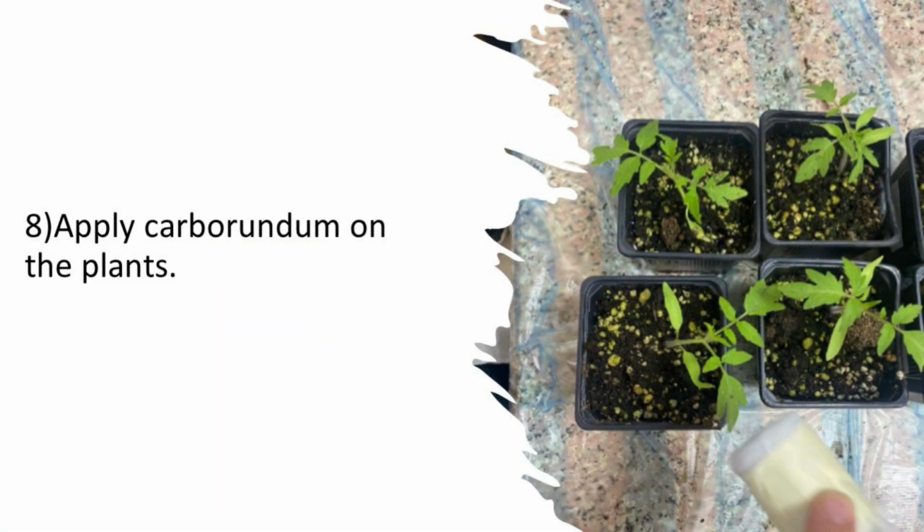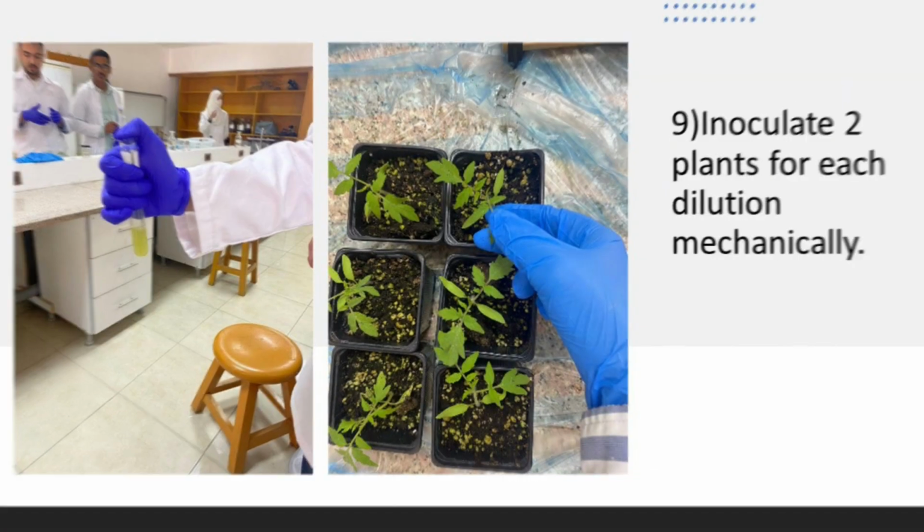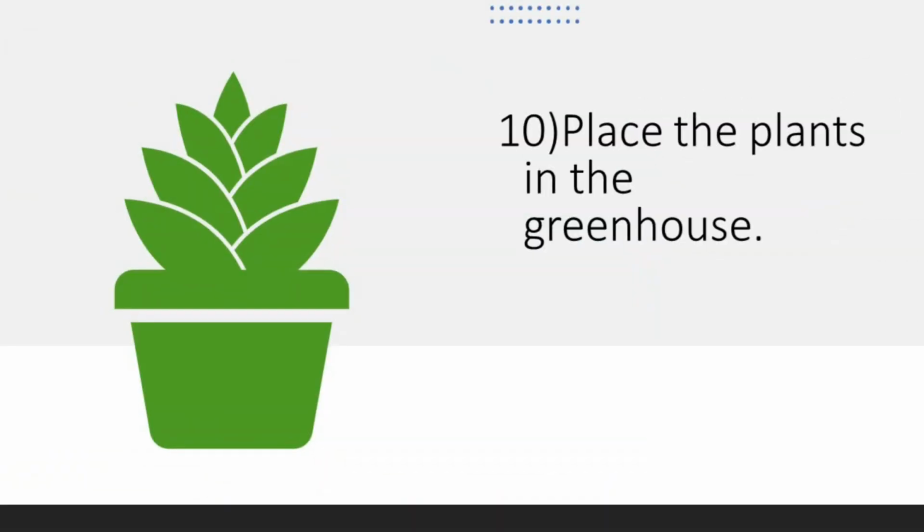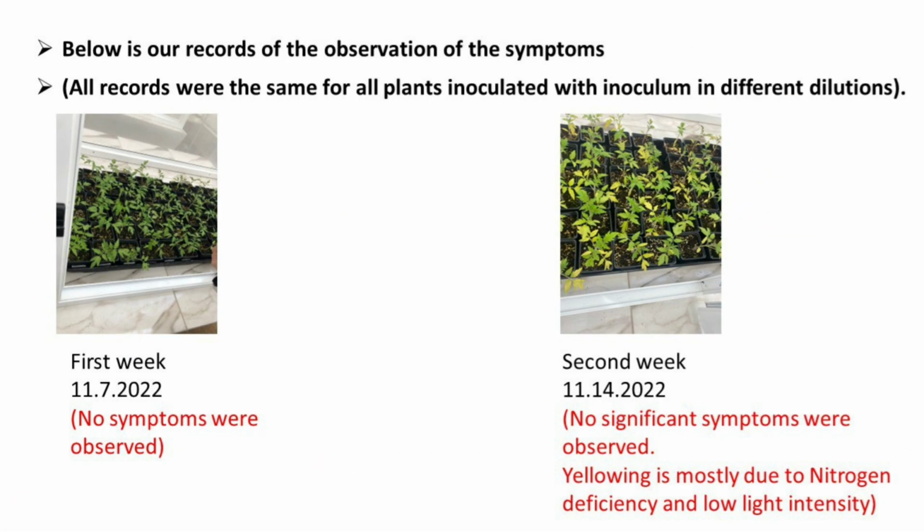8. Apply carborundum on the plants. 9. Inoculate 2 plants for each dilution mechanically. 10. Place the plants in the greenhouse. Below are our records of the observation of the symptoms. All records were the same for all plants inoculated with inoculum in different dilutions.